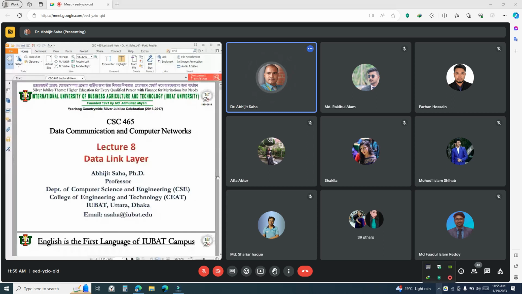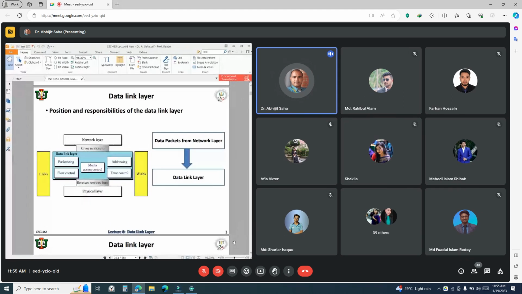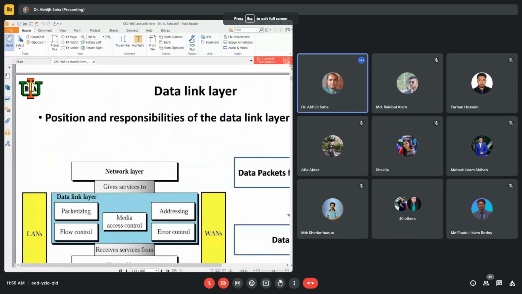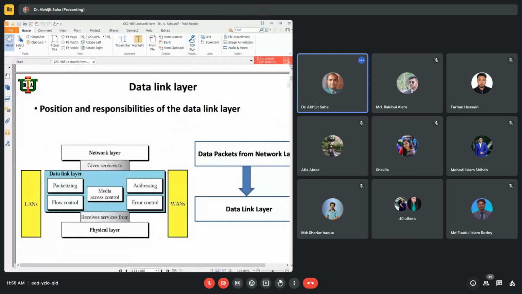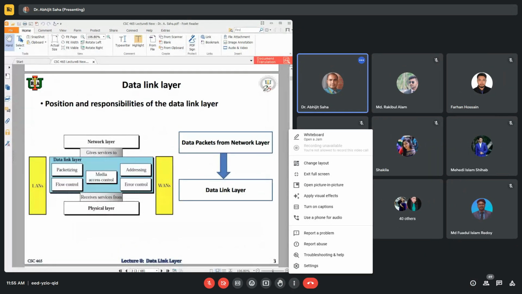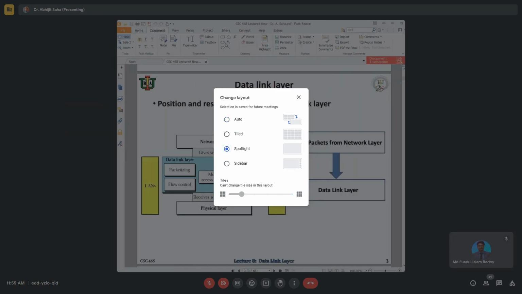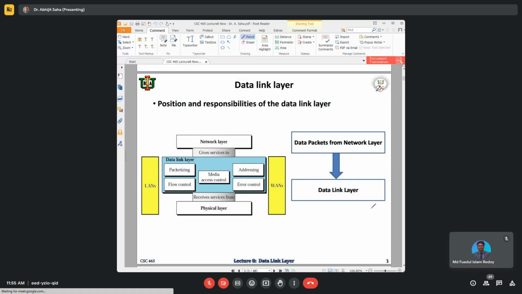Data link layer. So, in the introduction slide, yes, we already know about the data link layer's responsibility. It is responsible for node to node communication.